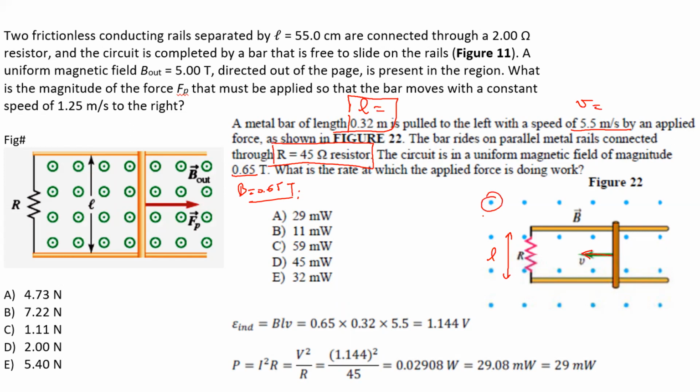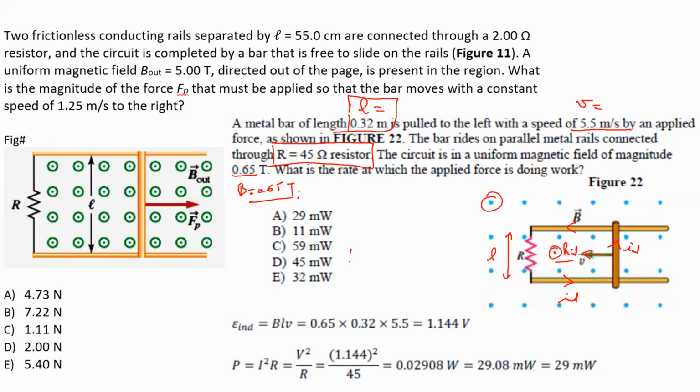What do you think? What should be the direction of the induced current? Of course, the induced current will be going counterclockwise. It will be going in this direction. So the induced magnetic field is pointing outward. This should be very clear. Anyway, what I want to find here is the rate at which the applied force is doing work.